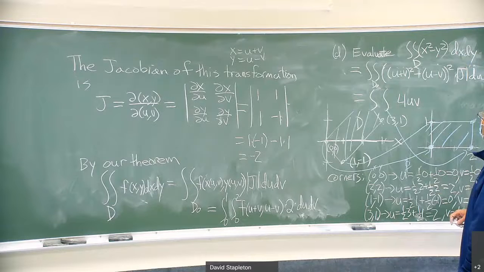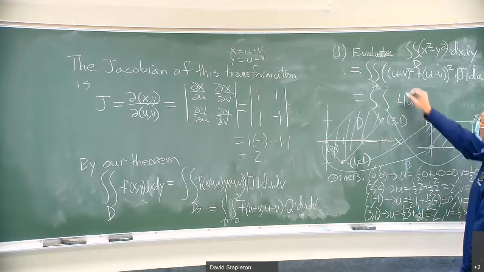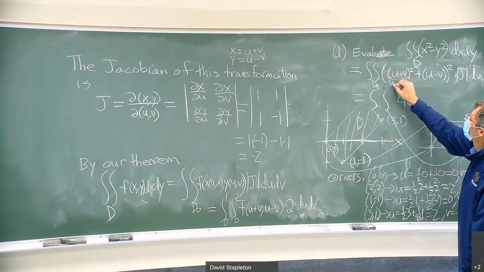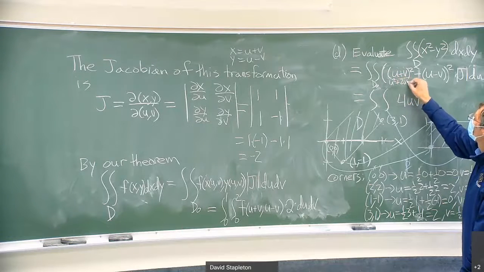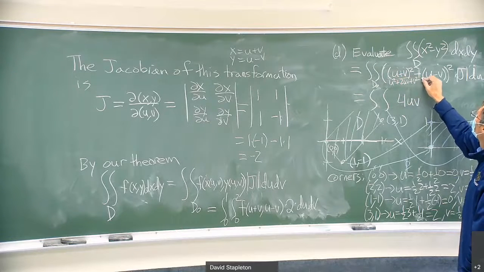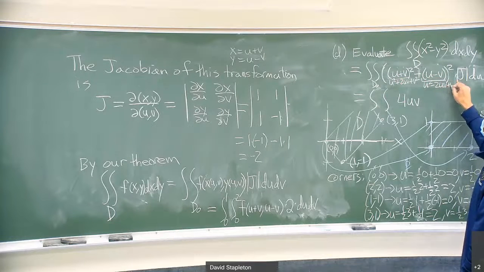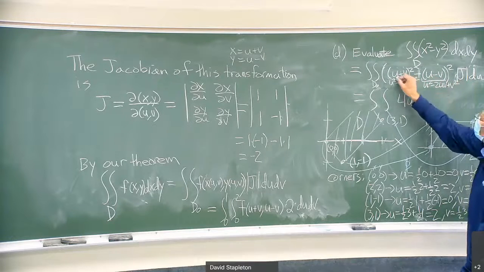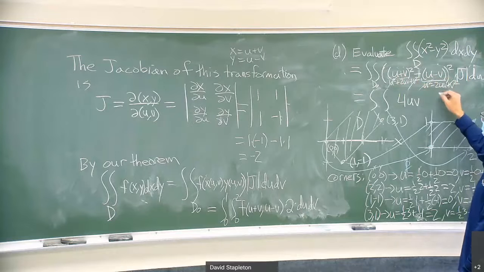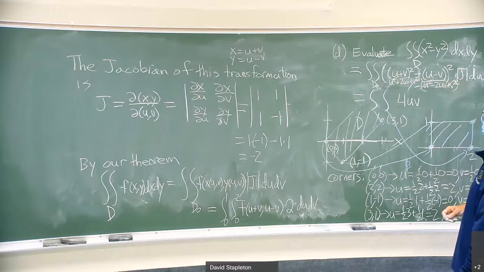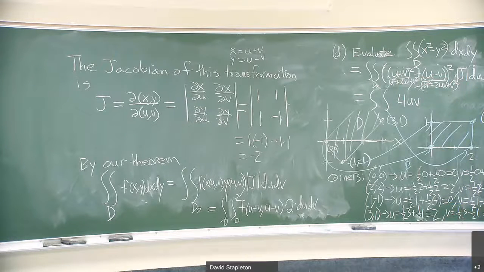How'd you get 4? This one is u squared plus 2uv plus v squared. This one is u squared minus 2uv plus v squared. And when I subtract, this cancels, this cancels, and I've got 2uv minus a minus 2uv gives me 4uv. Okay, yeah, I can see it. Thank you.